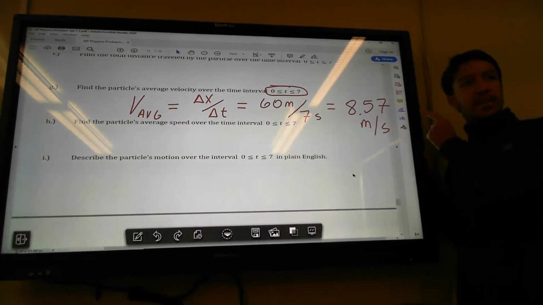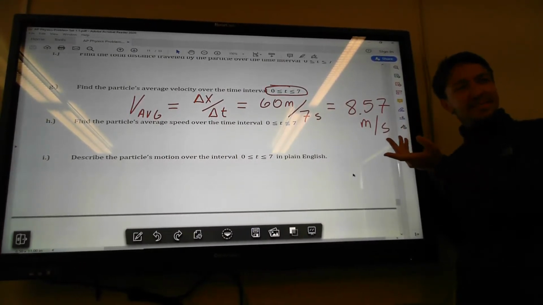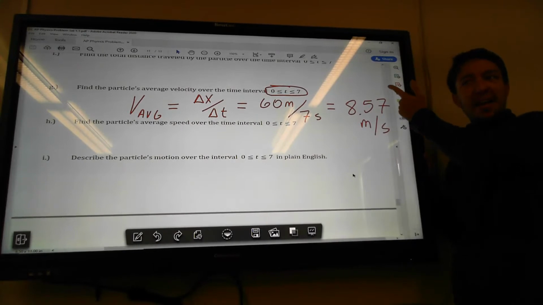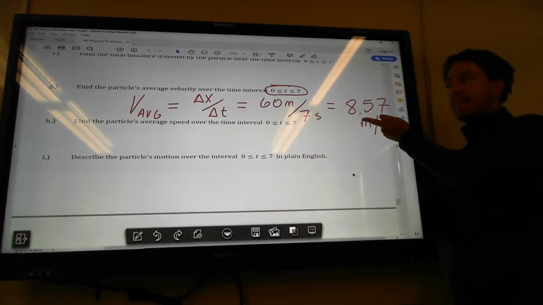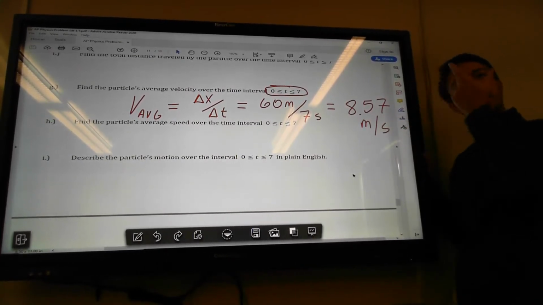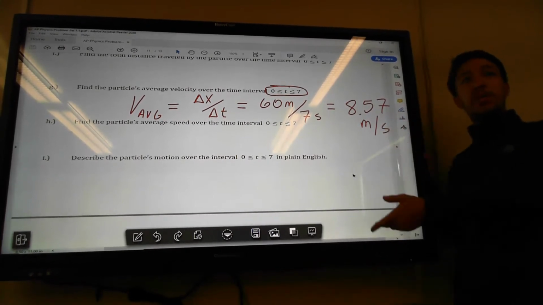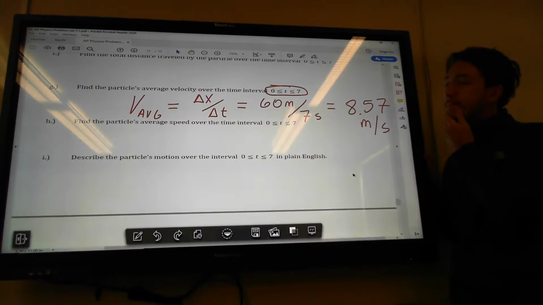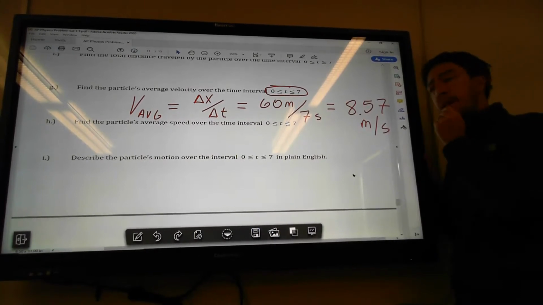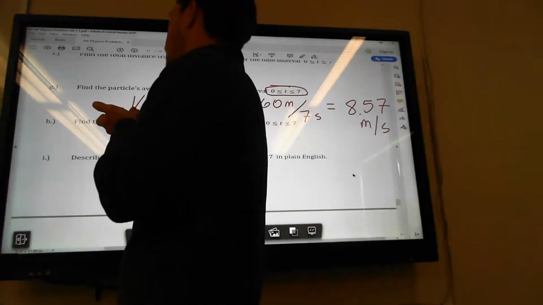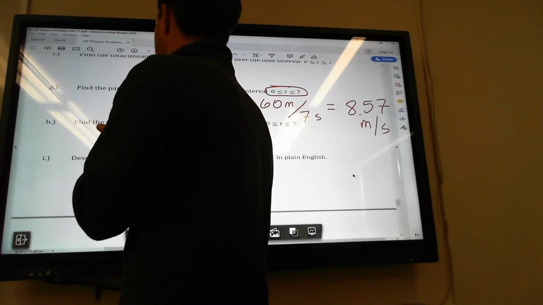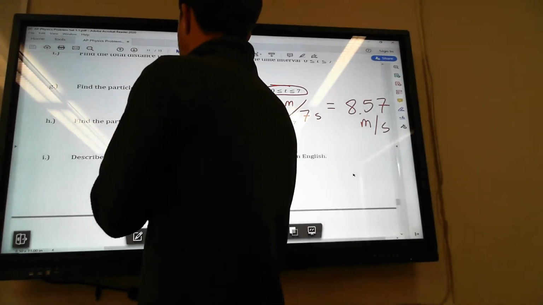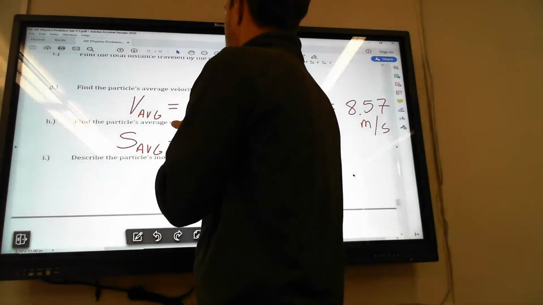That should make you feel good if you want things to be easy. That graph was kind of complicated, but finding the average velocity is pretty simple, right? Once you do the overall displacement, you get to ignore everything, which is kind of amazing. But okay, how about average speed? How do you find average speed? Total distance over total time.